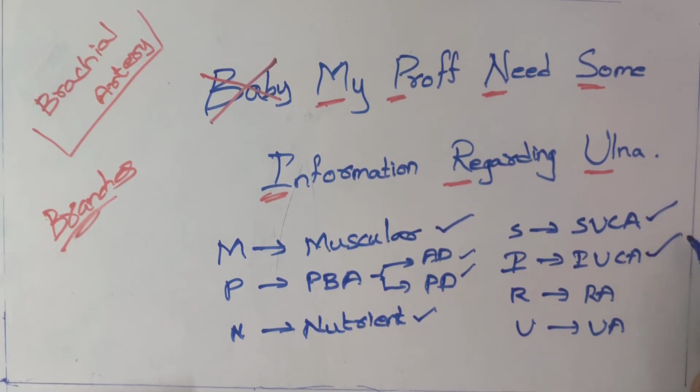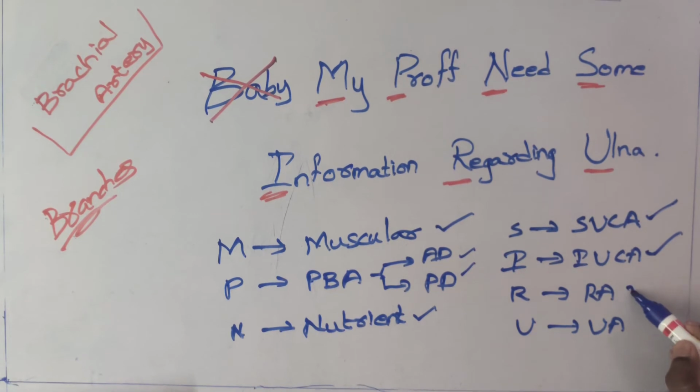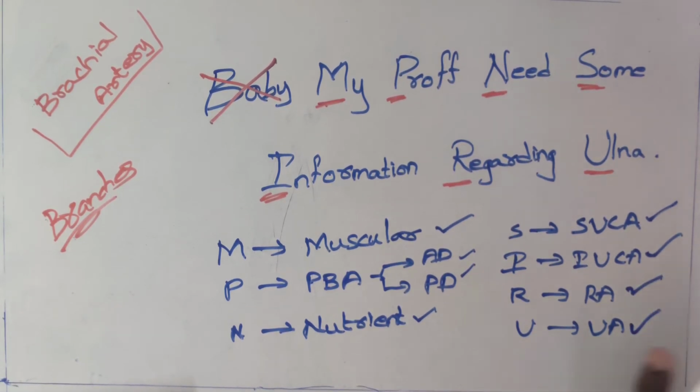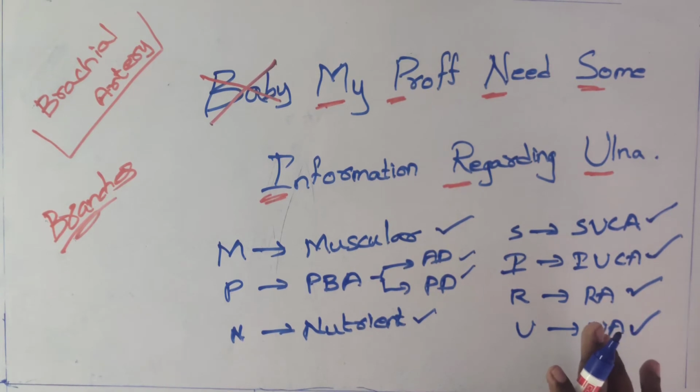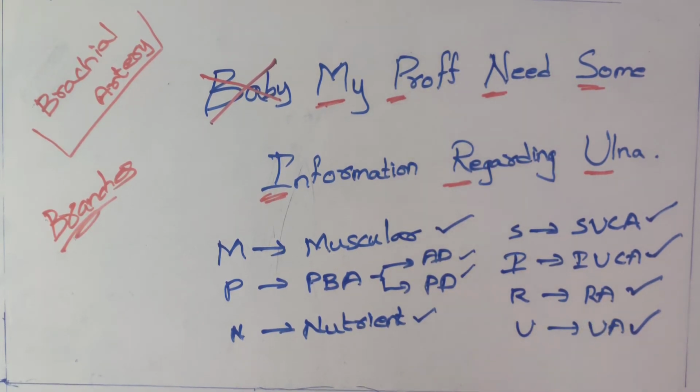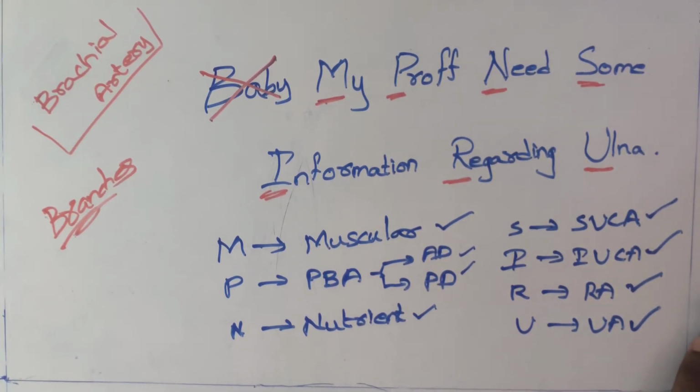This one is the inferior ulnar collateral artery, next the radial artery, next the ulnar artery. These are the branches that arise from the brachial artery. Okay, next, coming to the anastomosis around the elbow joint.